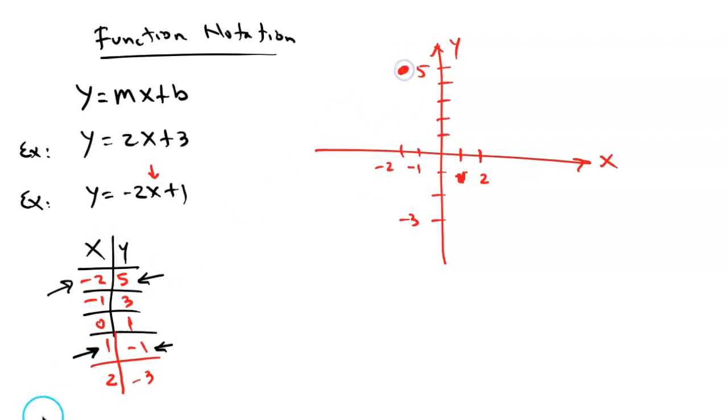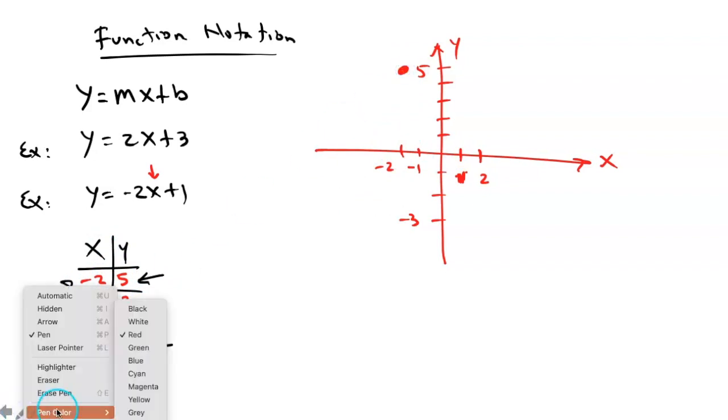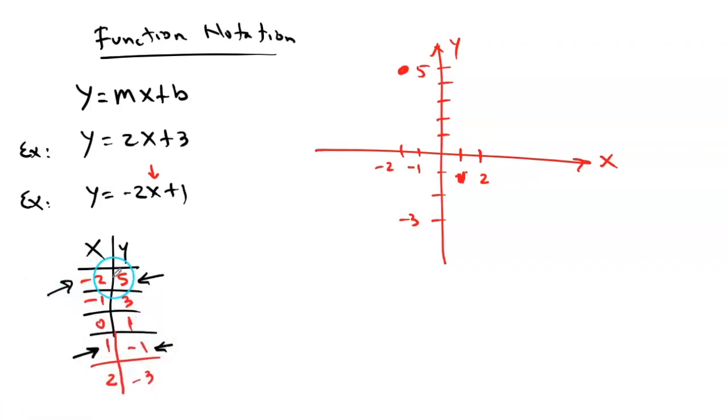When I have a table of values, each row becomes a point: negative 2, 5. This becomes another point, negative 1, 3. 0, 1 becomes another point. 1, negative 1 becomes another point. And 2, negative 3 becomes another point. The first value is the x, the second value is y. Whenever we plot, we always plot the x value first.